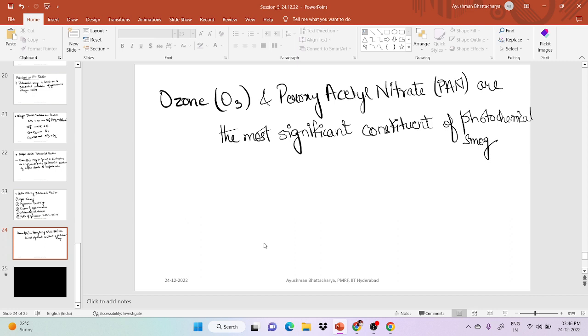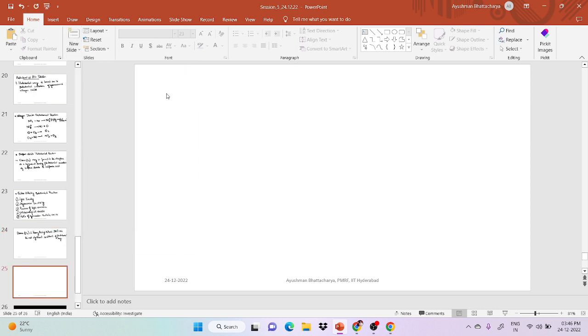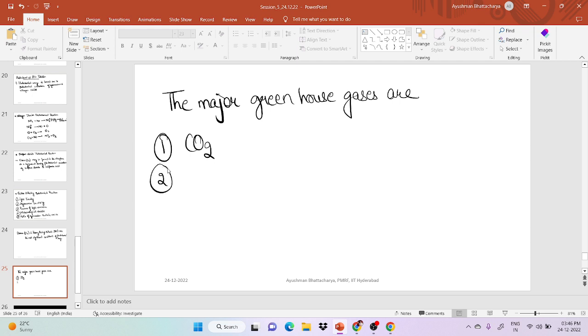One more thing that is very important for you to know: regarding global warming, the major greenhouse gases are, remember, one is carbon monoxide, second is methane, third is nitrous oxide, fourth is chlorofluorocarbon. In GATE they can ask you which one of the following is a greenhouse gas, so you should know this. This is a very basic thing.